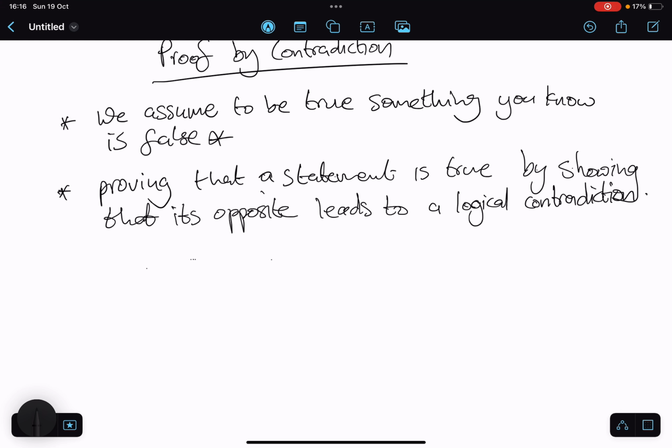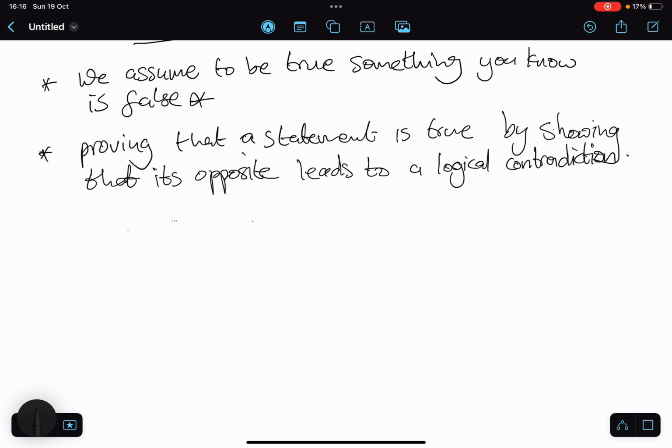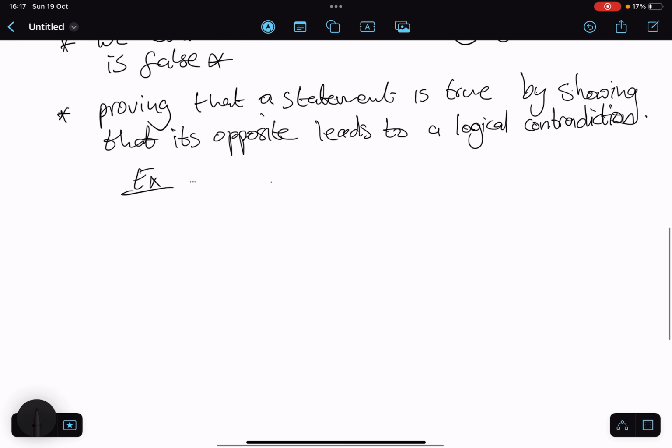Okay, so this is best defined using an example. So I'm just going to dive straight into an example to show you how you can apply proof by contradiction. For example, we are given the statement, root 2 is an irrational number. Now we need to prove that the statement is true using proof by contradiction.